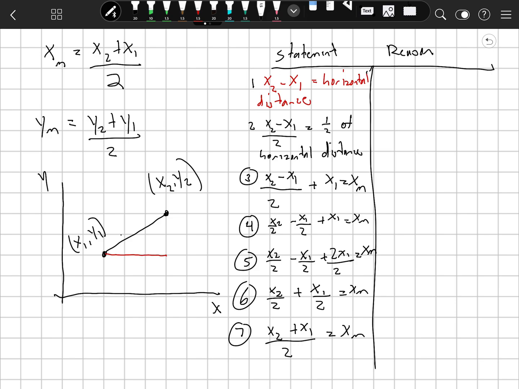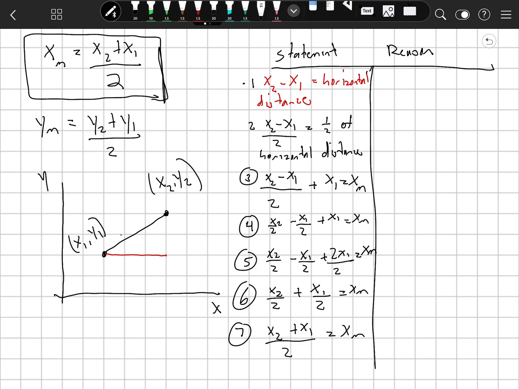We have a diagram here, and we have some statements, and we're going to say why we can do what we can do for each of these statements. First of all, the thing that we're trying to prove is this part right here: (X2 + X1)/2 equals X midpoint. This is a formula you've probably seen in 7th or 8th grade. But let's take a look and see what we can do.